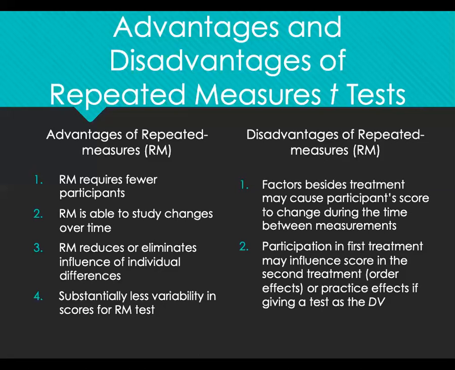And then another important disadvantage is that participation in the treatment might influence the score in the second treatment. This is called order effects or practice effects. So there's usually workarounds and ways to avoid this, but it's something to really be aware of and possibly try to correct for. So if you give someone an IQ test and then a week later you give them the same IQ test, they might catch on or figure out some of the answers to the questions. And so again, there are workarounds. Usually there's two different versions of an IQ test.